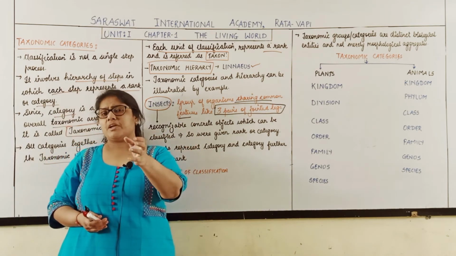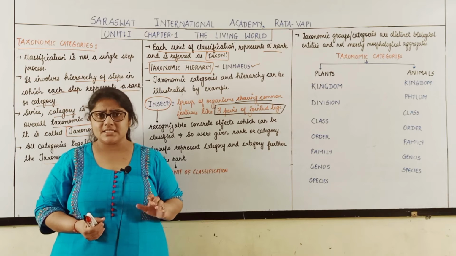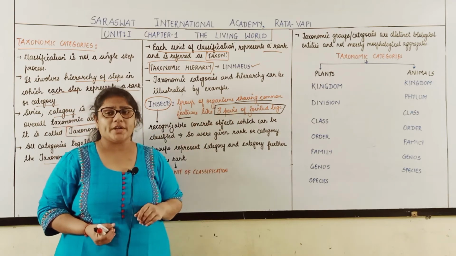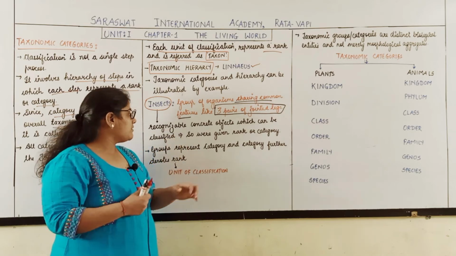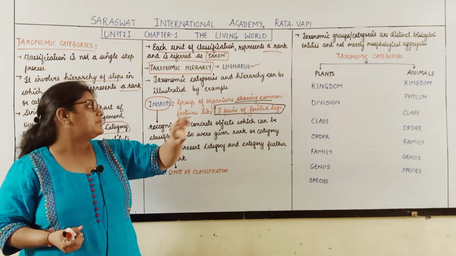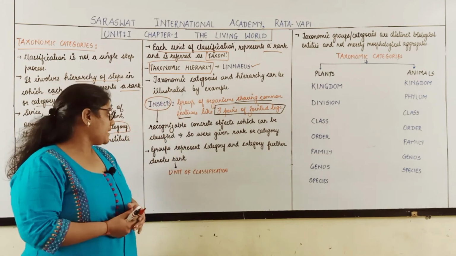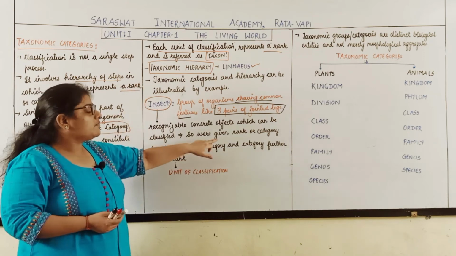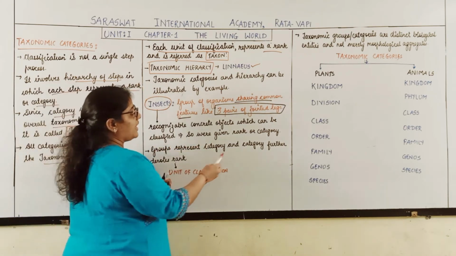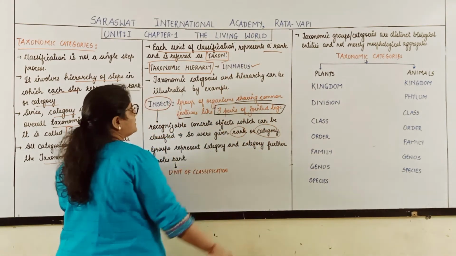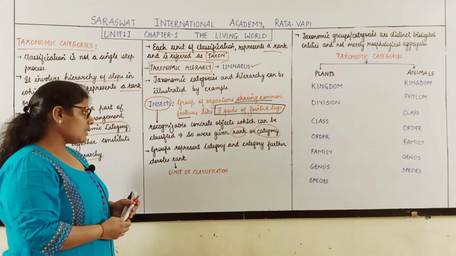How can we classify a particular organism as an insect? Suppose an organism has 3 pairs of jointed legs. By observing this, we can recognize that the particular object is an insect. So this insect is given a rank or a category, whose scientific term is a taxon.